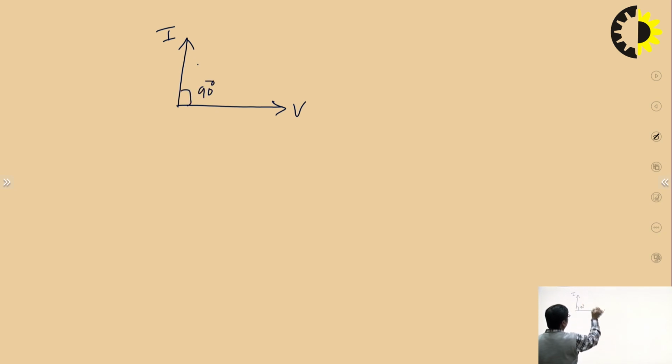So the phasor diagram for this will be, this is the voltage and the current which leads the voltage by 90 degrees. This is the 90 degrees. So since the phasor is going in the anti-clockwise direction, the current leads the voltage by pi by 2. Again the power will be 0, since the angle is 90 degrees, the power will be 0.